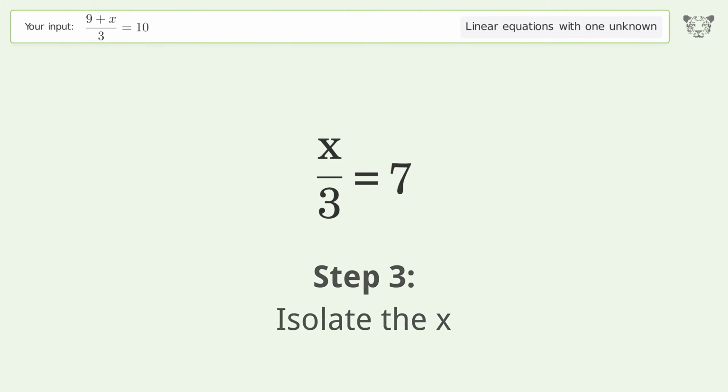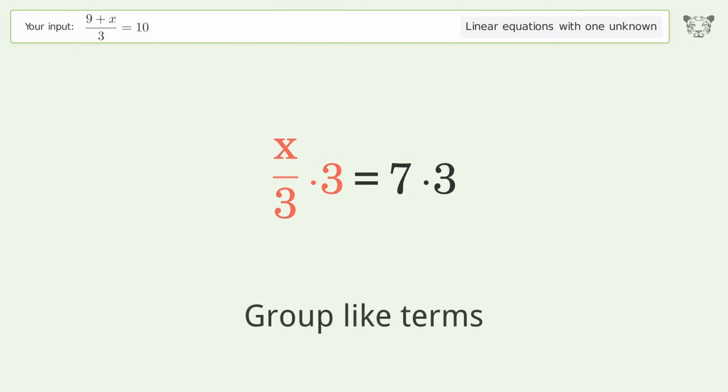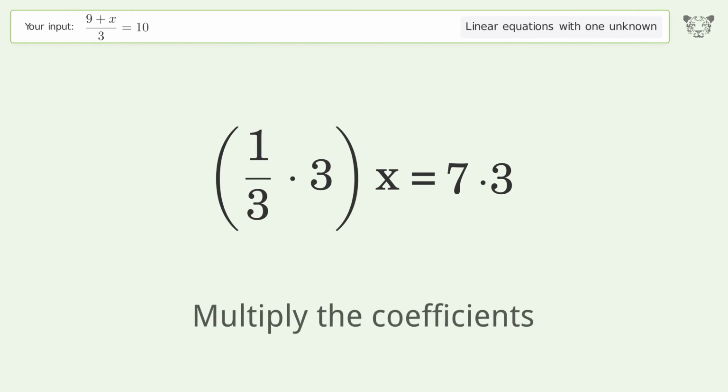Isolate the x. Multiply both sides by 3. Group like terms. Multiply the coefficients.